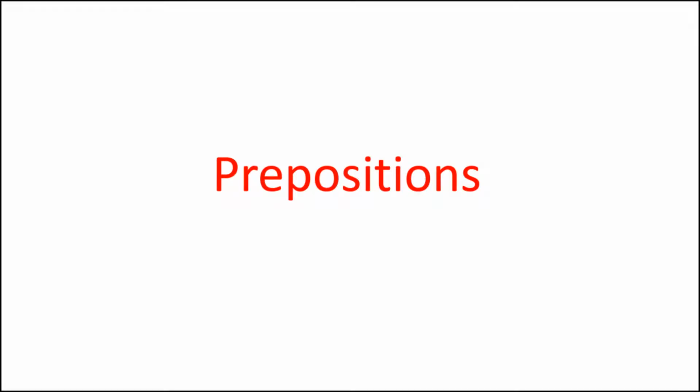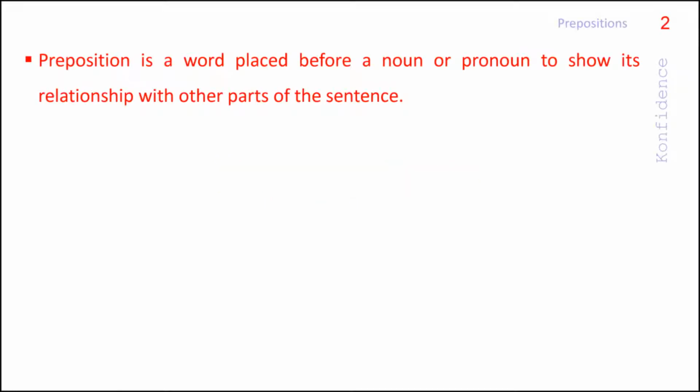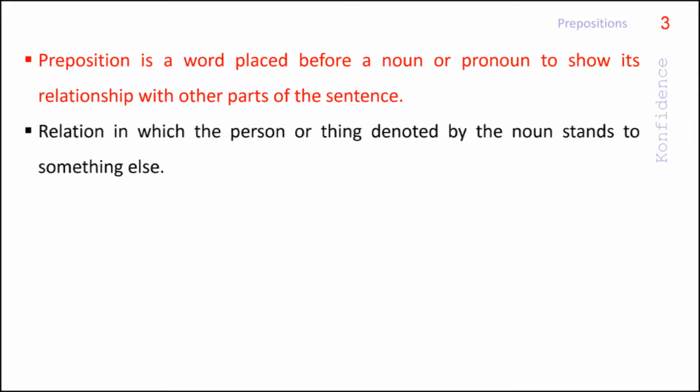What is a preposition? Well, the name itself suggests what it is. Pre means before. So, a preposition is a word placed before a noun or a pronoun to show its relationship with other parts of the sentence. In other words, it shows the relation in which the person or thing denoted by the noun stands to something else. The noun or pronoun which follows a preposition is said to be governed by it.